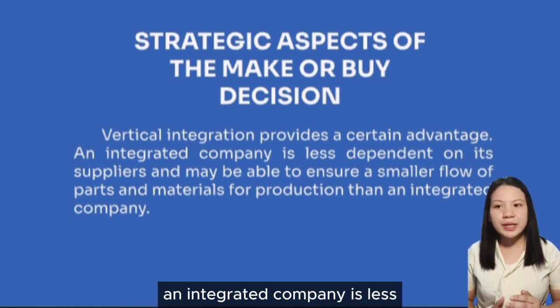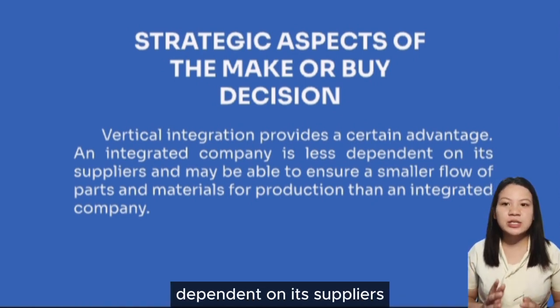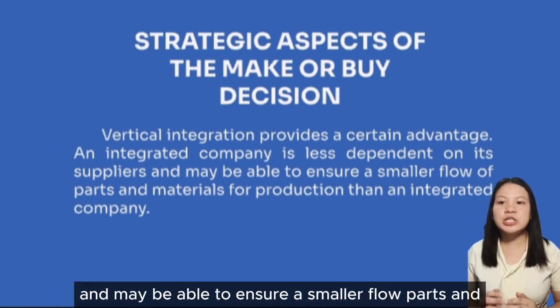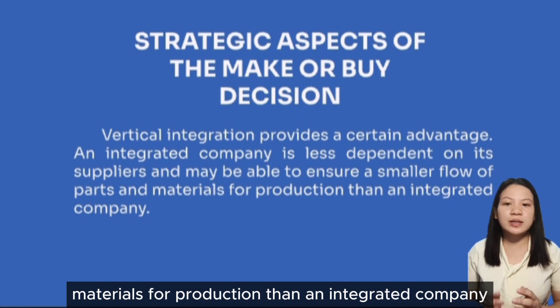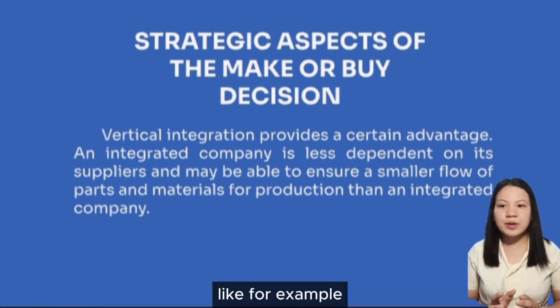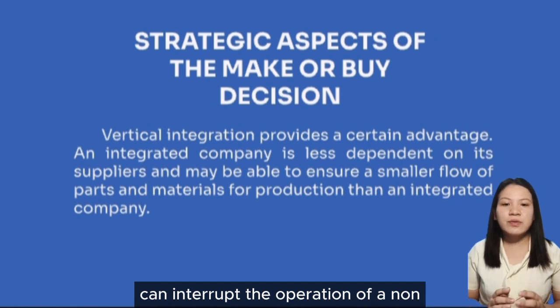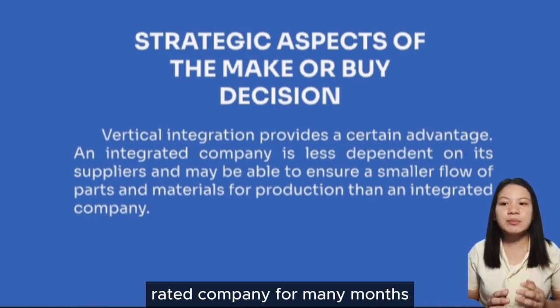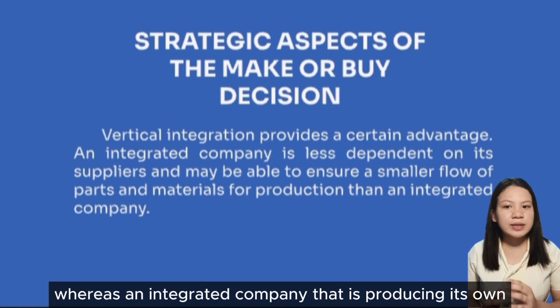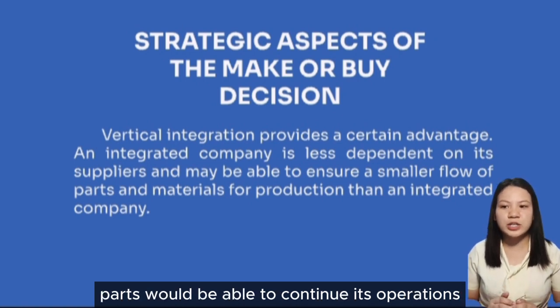So vertical integration provides a certain advantage. An integrated company is less dependent on its suppliers and may be able to ensure a smoother flow of parts and materials for production than a non-integrated company. For example, a strike against a major parts supplier can interrupt the operation of a non-integrated company for many months, whereas an integrated company that is producing its own parts would be able to continue its operations.